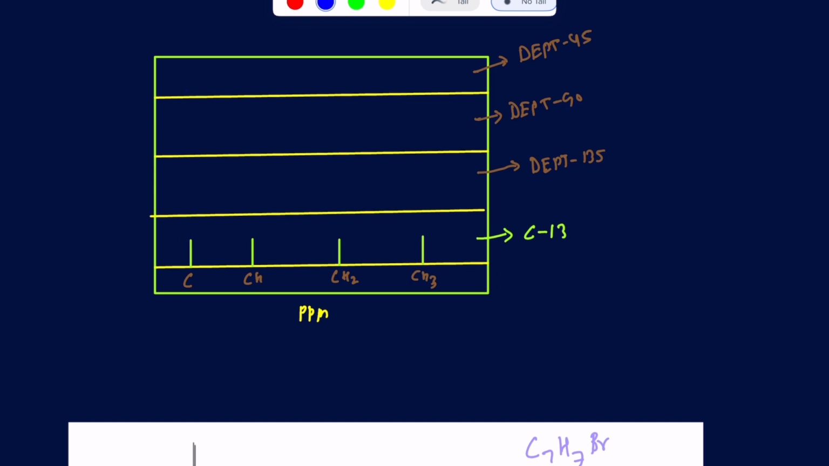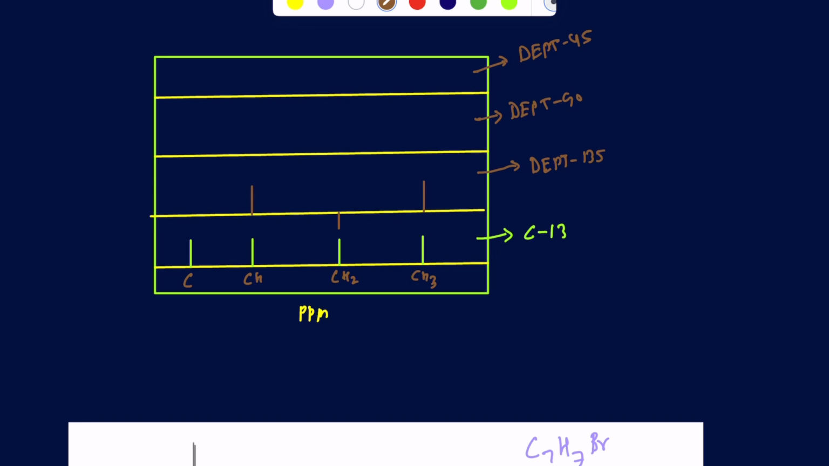But when you talk about the CH and the CH3, they would show up at 135 with a positive signal. So I should see a signal here and a signal here. That's going to be a positive signal for a CH3 and the CH. And the CH2, however, in DEPT 135 would have a negative signal. So this is going to have a negative signal in that particular case.